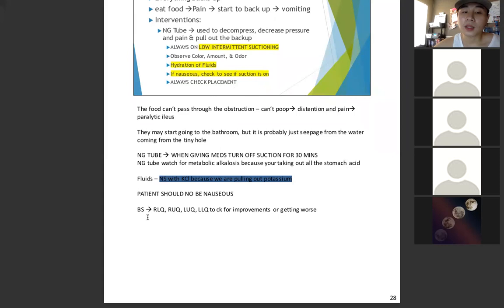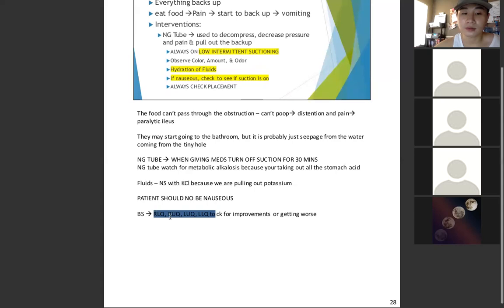We check right lower quadrant, right upper quadrant, left lower quadrant, and left upper quadrant, and check for improvement or getting worse. I think we do that for the pain.